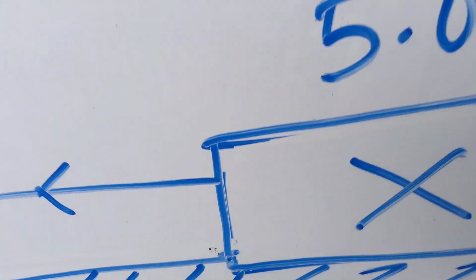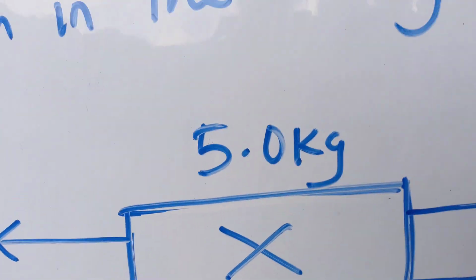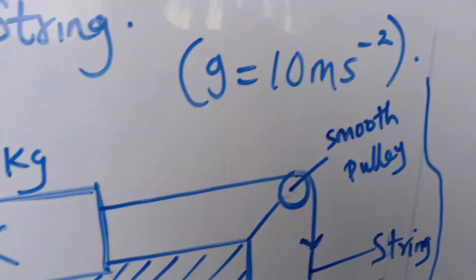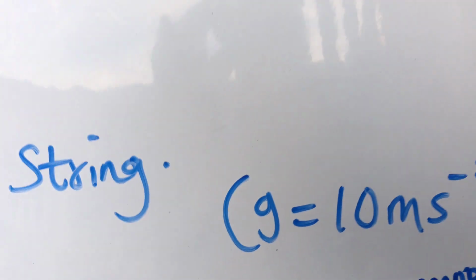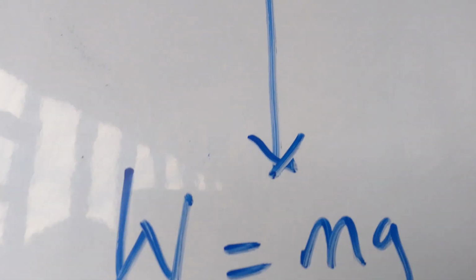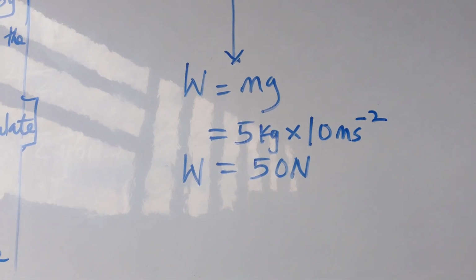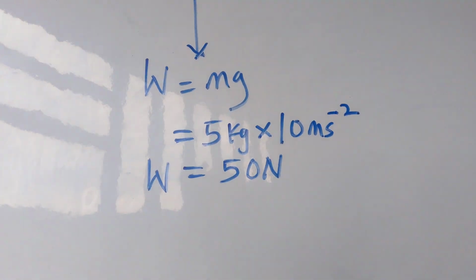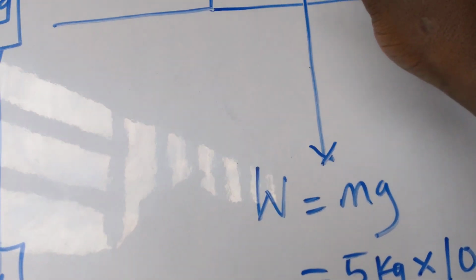So this is the mass of the block, 5 kg, and the acceleration due to gravity is 10 meters per second square. So I put it into this formula, W equals mg, which is 5 kg times 10 meters per second square. You have the weight as 50 newton.